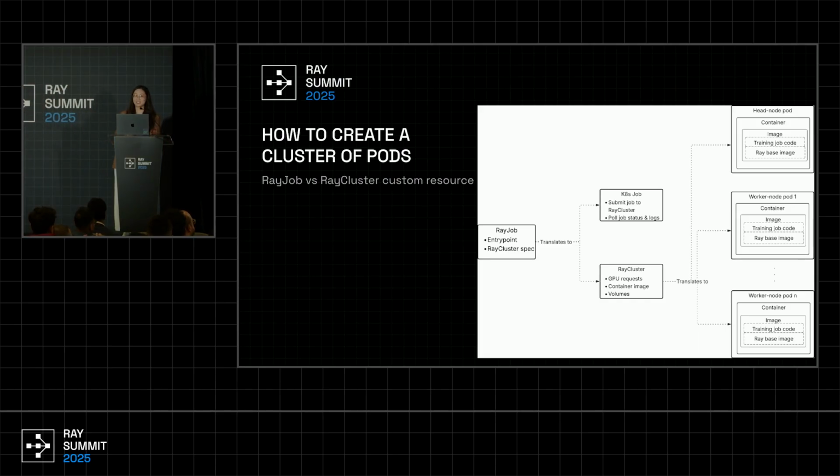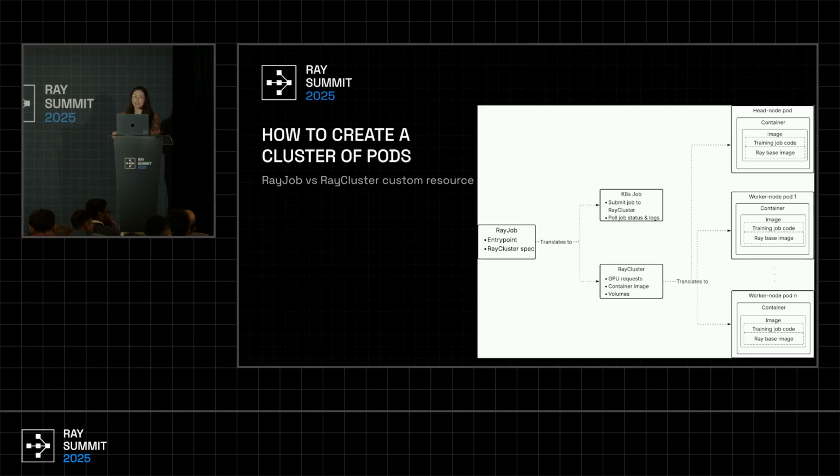Okay, cool. Next, I will continue to talk about how we actually create the cluster of pods. So recall that a key benefit of using KubeRay is that it comes with custom resources that automate the management of a Ray cluster lifecycle. So the two custom resources that KubeRay offers are a Ray job and a Ray cluster. A Ray cluster essentially gets translated into a head node pod and optionally one or more worker node pods, depending on what you configure, by the KubeRay operator. And a Ray job gets translated into a Kubernetes native job in addition to this Ray cluster custom resource.